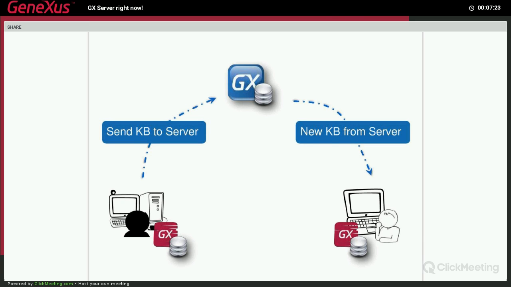When we start a new project, or when we want to start using GeneXus Server for it, we start by sending a KB to GeneXus Server, that is, publishing its initial state. To do this, we use the send knowledge base to server command in the GeneXus menu. With this operation, a copy of the local KB is sent to the server, and that copy in the server becomes our repository for the project. The local KB is now a working copy of the repository.